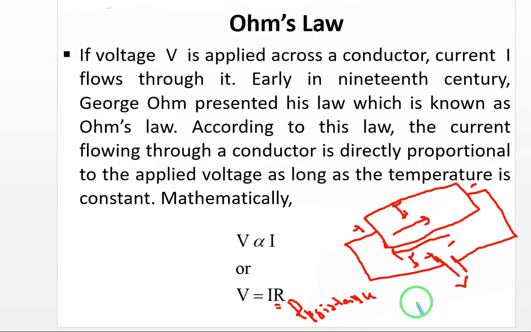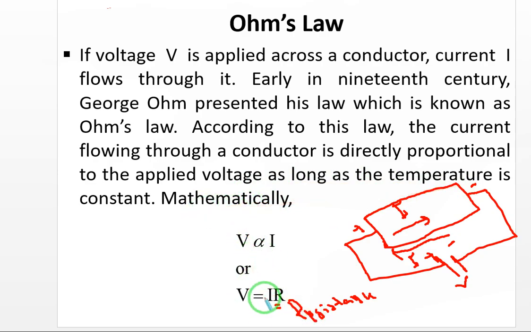But when a resistive circuit is there, we will apply Ohm's law. It's a history from early in the 19th century. Georg Ohm has a law which is known as Ohm's law. According to this law, the current flowing through a conductor is directly proportional to the applied voltage as long as the temperature is constant. Okay, so this is Ohm's law.